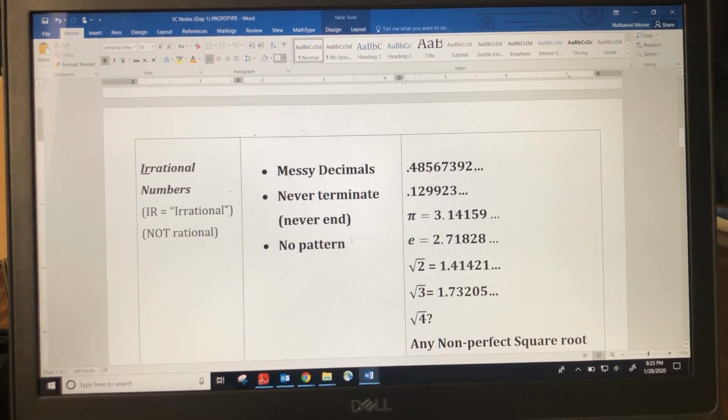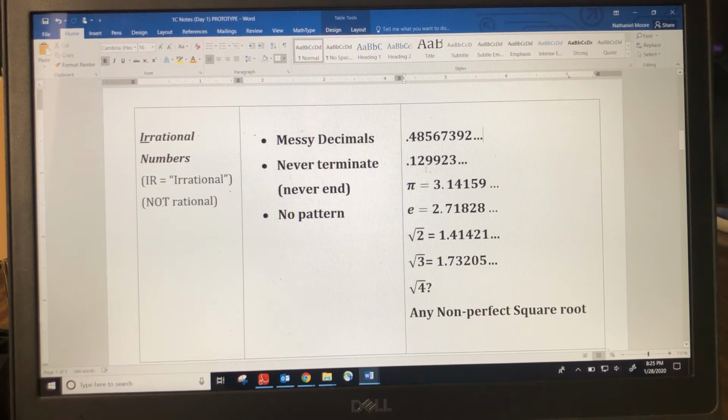It doesn't have anything useful like 1 2 3 1 2 3 or 4 5 6 4 5 6 or 1 2 1 2, anything that's useful like that. They have no pattern. So like I showed you, some examples of this are this: 0.48567392 dot dot dot. Well, we know it goes on forever because it says dot dot dot. We know it has no pattern because I don't know what kind of pattern is happening here. It's also a messy looking decimal, right? So these are the three things you should know. Now, here again, 0.129923 dot dot dot. Oh, it's a messy decimal, goes on forever, no pattern.